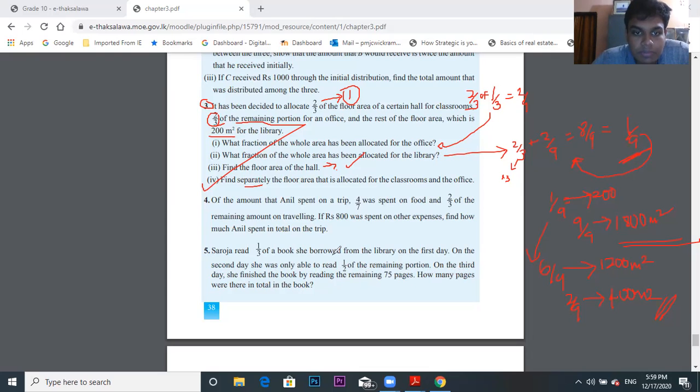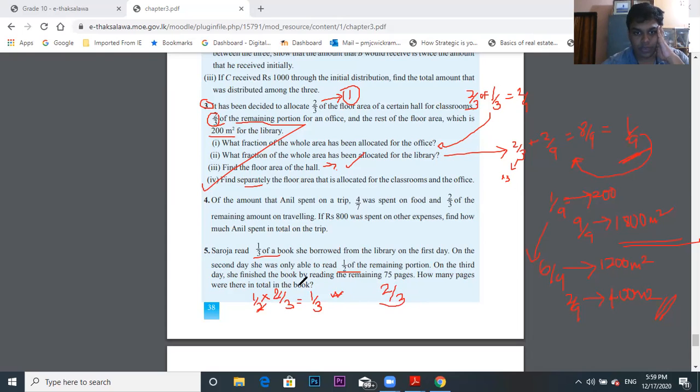Total in the book. 1/3 of the book she borrowed on the first day, and she was able to read half of the remaining portion. 1/3 on the first day, then half of 2/3, because 2/3 is remaining, right? Half of 2/3, the 2 and 2 cancel, gives another 1/3 she has read. So from the total, she has now read 2/3.